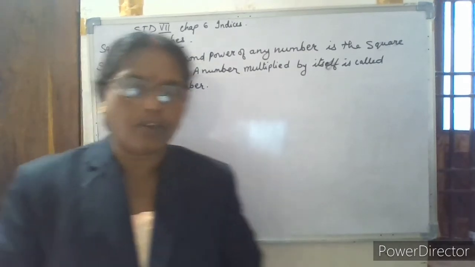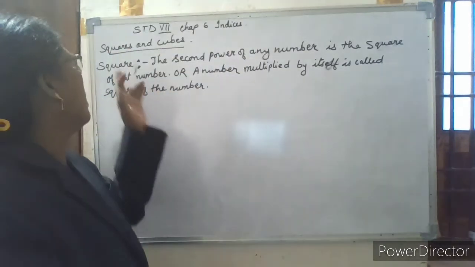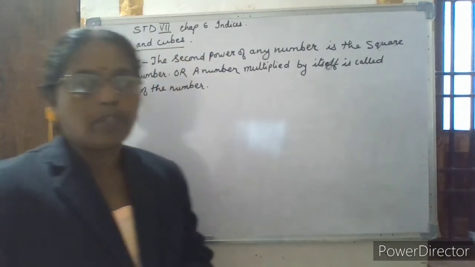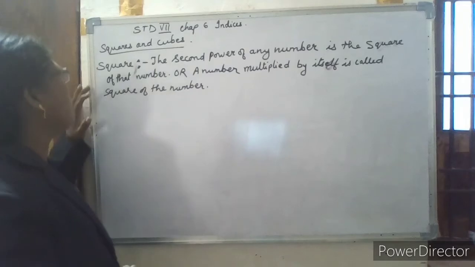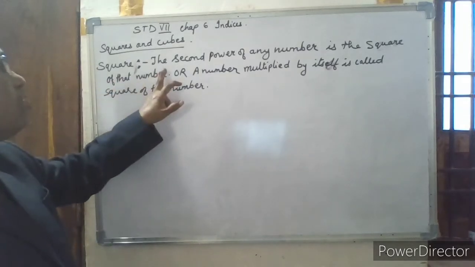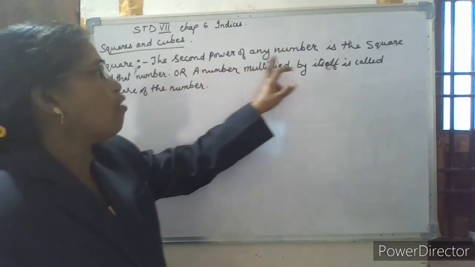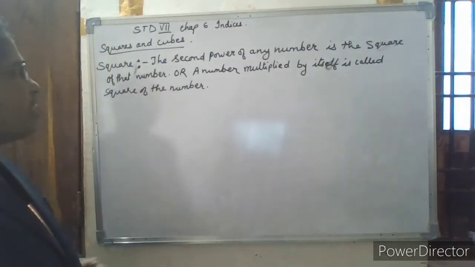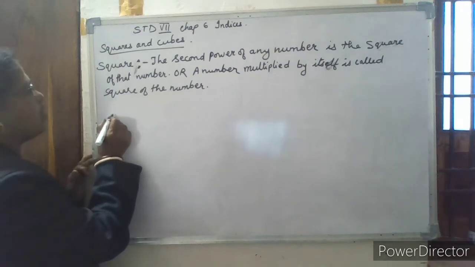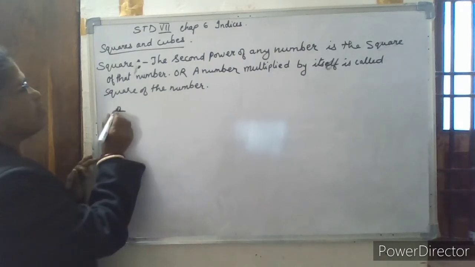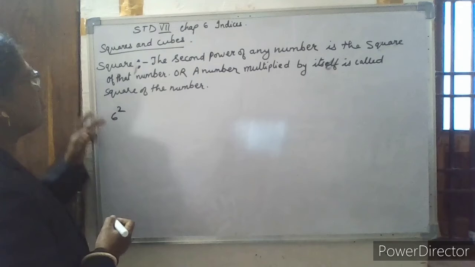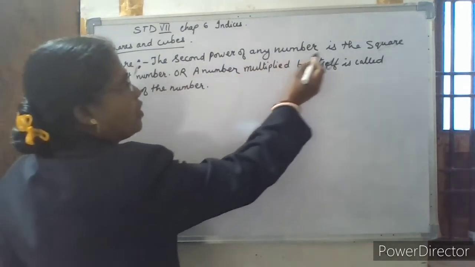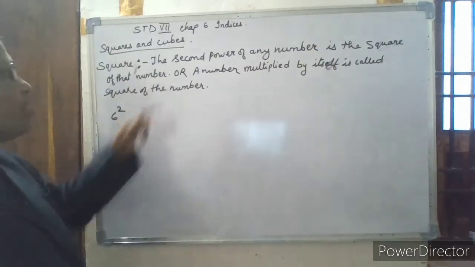Good morning, students. Today we are going to learn the squares and cubes of a number. First we learn what a square is. It is the second power. The second power of any number is the square of that number. Second power means, suppose I take 6 squared, that is 6 raised to 2. This is called the second power of 6. So, the second power of any number is the square of that number.